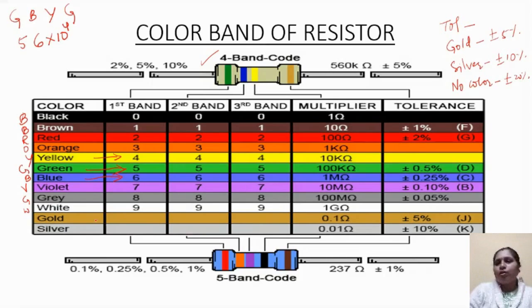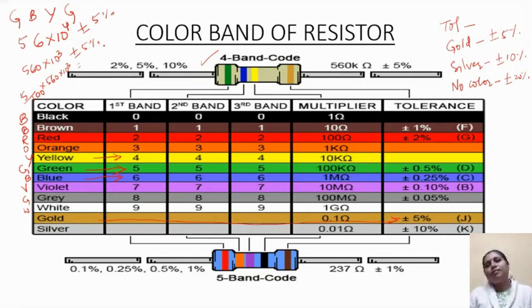Next, what is the value of gold? It is nothing but 5%. So plus or minus 5%. Okay, now what is 5%? Here 560 into 10 power 3 plus or minus 5%. That means 5% of 560 into 10 power 3, if we add and subtract this number, you will be getting the maximum value and minimum value of resistor.